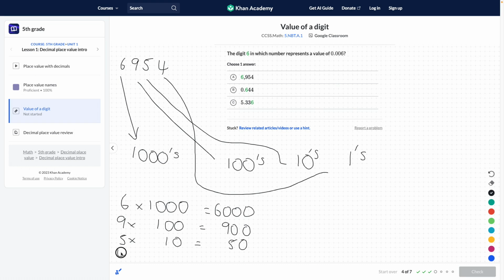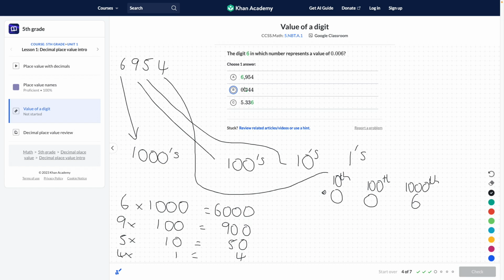And then finally, 4 times 1 is equal to 4. So as we can see here, the digit 6 in which number represents 0.006? So we know it's not this one, okay? And we now know that after the decimal, we have tenths, followed by hundredths, followed by thousandths here. Well, we want 2 zeros here, so this is 0 and this is 0, and then a 6 is here.